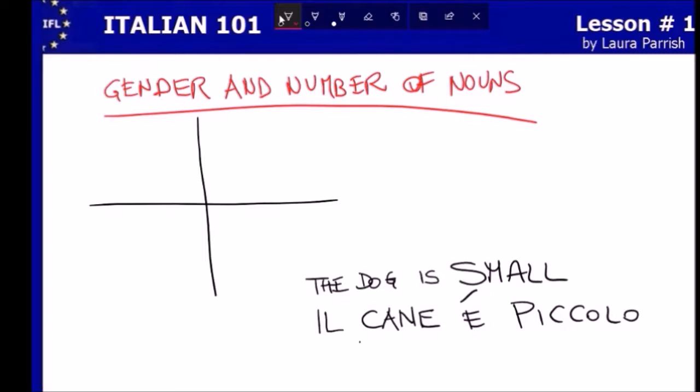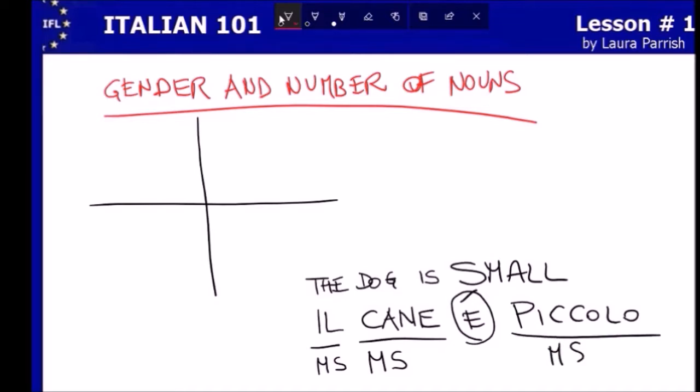So basically there is cane, that is masculine singular. Cane is the noun, masculine singular. The article has to be masculine singular. This is the verb, to be. And the adjective has to be masculine singular as well. So basically everything has to match. That happens also in Spanish and in French.